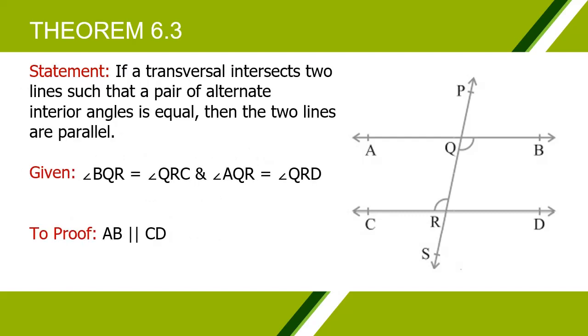Now coming to theorem 6.3. This theorem is the converse of theorem 6.2. It says that if a transversal intersects two lines such that a pair of alternate interior angles is equal, then the two lines are parallel. Here it is given that alternate interior angles are equal and we need to prove that the two lines are parallel. So in the given segment, angle BQR is equal to QRC and angle AQR is equal to QRD, and we need to prove that line AB is parallel to line CD.